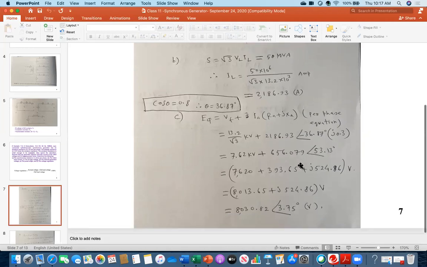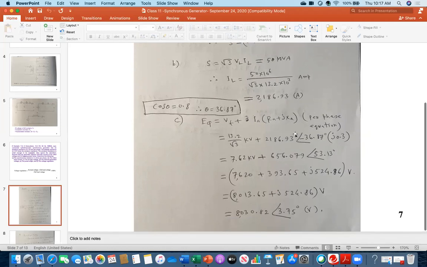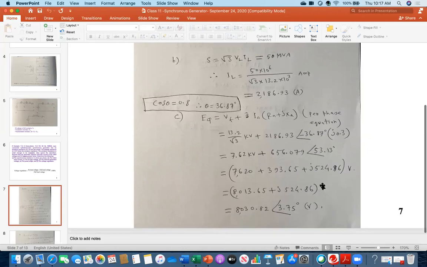And then just go ahead with the phasor. From here, I got 7.62. Next I converted into volt because this was in ampere. So definitely this portion will be in volt. So angle 53, and from there I converted into rectangular. Finally, I summed up, and again I expressed it in polar form. So 8030.82 angle 3.75 degrees volt. So therefore, this magnitude is your air gap voltage. That was the question. So everybody, could you follow me?